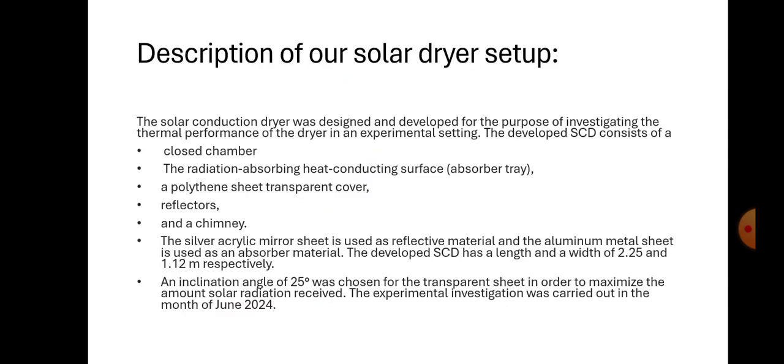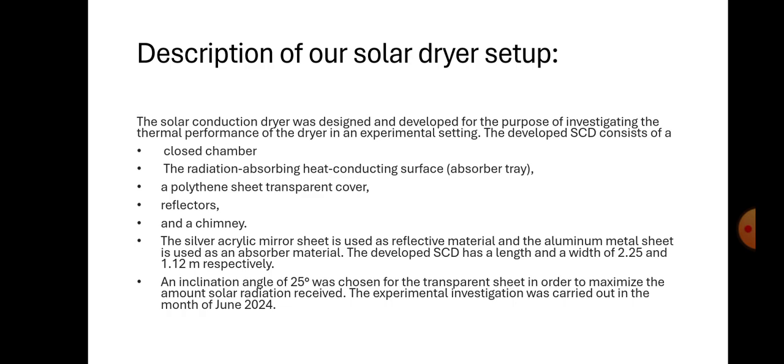Now we look at the solar dryer setup. The solar conduction dryer was designed and developed for the purpose of investigating the thermal performance of the dryer in an experimental setting. This developed SCD consists of a closed chamber, the radiation absorbing heat conduction surface, a transparent polythene sheet cover, reflector, chimney, silver acrylic mirror sheet which is used as reflective material, and an aluminium metal sheet which is used as absorbing material.